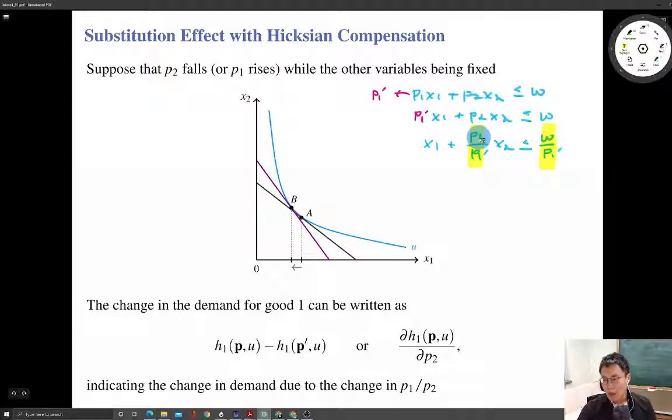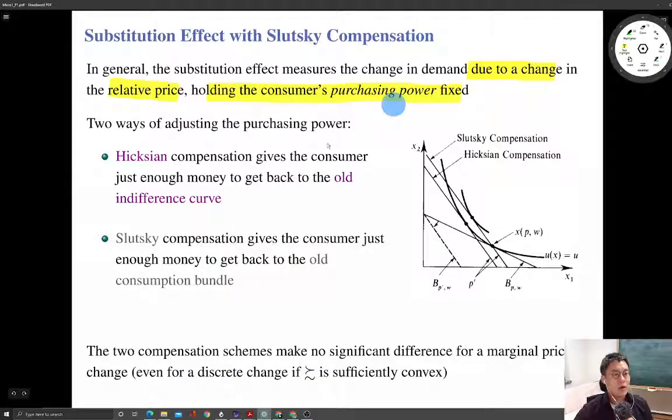Now with this definition in hand, we have to think about how to adjust consumers' purchasing power, so how to maintain the consumer's purchasing power fixed. And there are two ways, Hicksian compensation and Slutsky compensation. In the first compensation, we adjust the consumer's income to the extent that we give the consumer just enough money to get back to the old indifference curve.